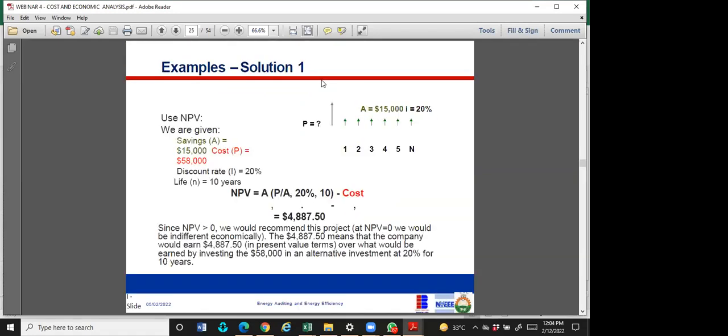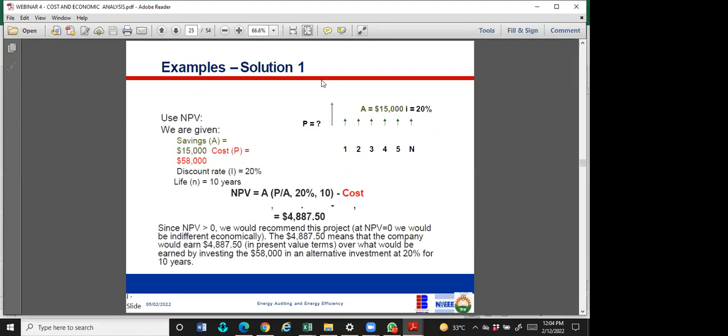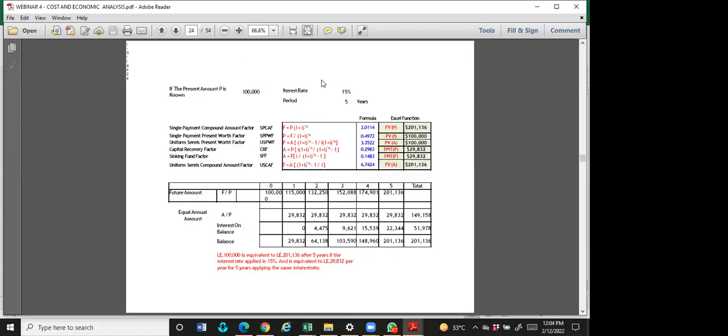So I want to start from question number 2. You can do question number 1 later. So look at question number 2, a new lighting system. Well, this one I can also do, by the way. Well, to confuse some of us, that's why I don't want to do it, because this is like what I did before.